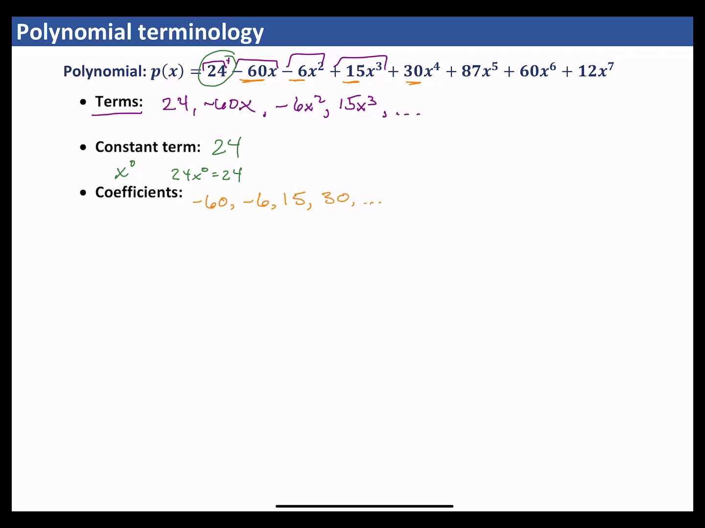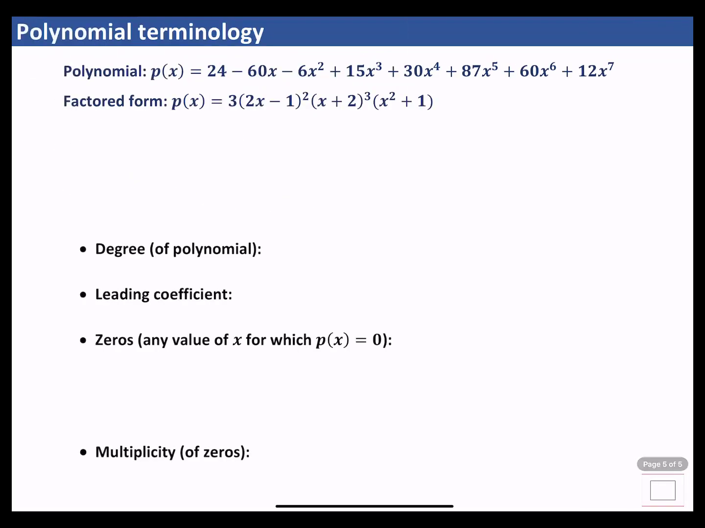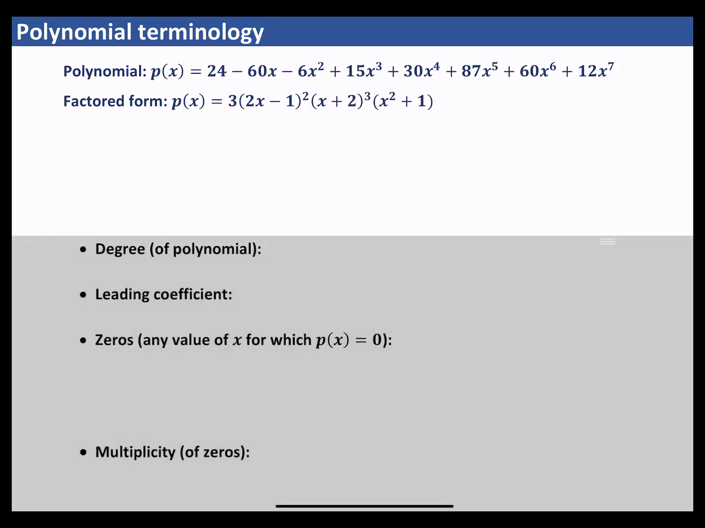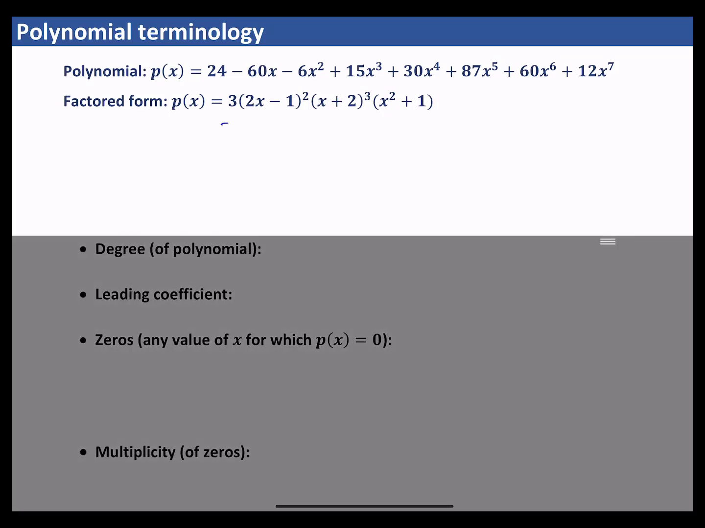Just like a quadratic can be written in different forms, standard, vertex, or factored form, it's possible to write a polynomial function in different forms and to gain information about its behavior and graph from those different forms. In particular, sometimes it's possible to have a polynomial function in factored form. Here we have the factored form of the same polynomial we started with. That means if we were to take 3 times 2x minus 1 times 2x minus 1 times x plus 2 times x plus 2 times x plus 2 times x squared plus 1 and multiply all the factors together, we would get the original polynomial p of x above.